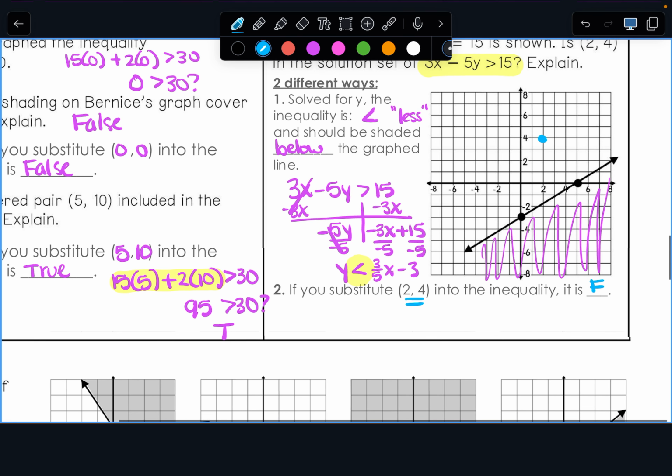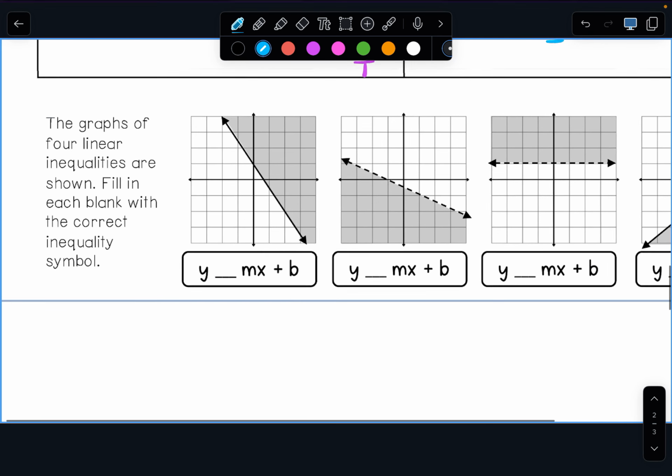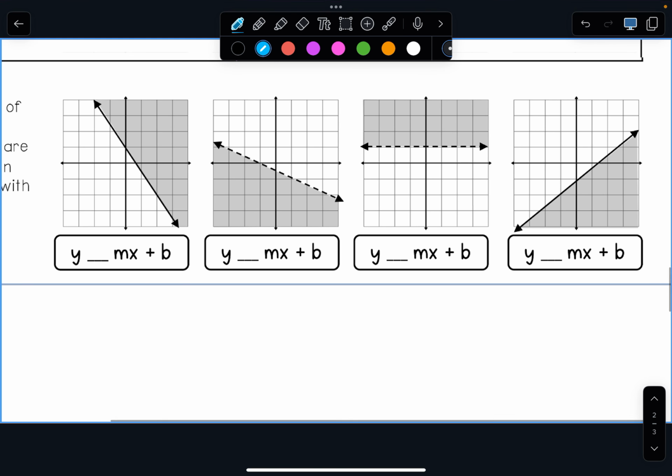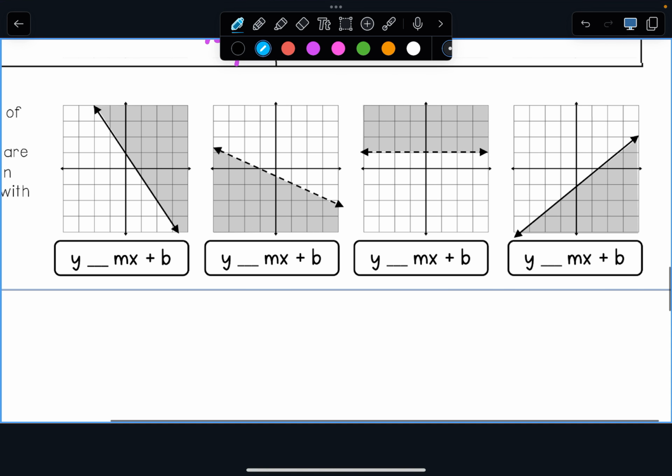Okay? Questions? All right. Now, the last part, all they want you to do is fill in the inequality. So, above or below? Above. Solid or dashed? Solid. Above and solid tells us it's what inequality? Greater than or equal to.